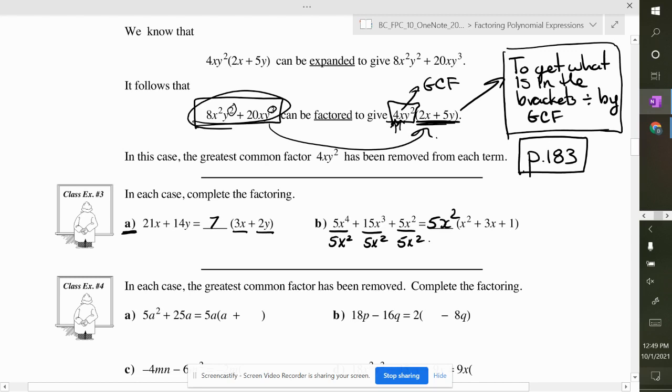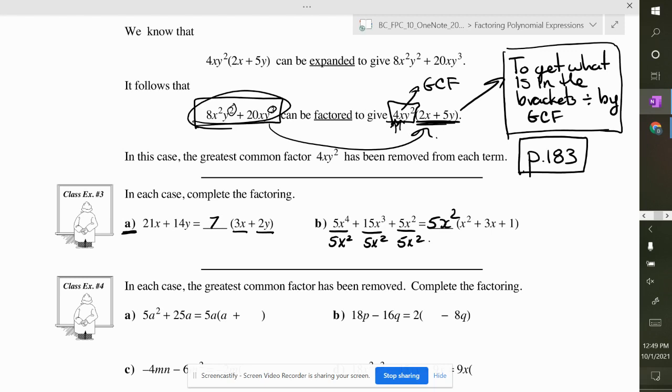5 divided by 5 is 1. X to the 4 over x squared. X to the power of 2, because what do you do to the exponents? Subtract them. So that's why we have an x squared there. 15 divided by 5 is? 3. X cubed over x squared is? X to the 1, because you subtract the exponents. 5x squared divided by 5x squared.